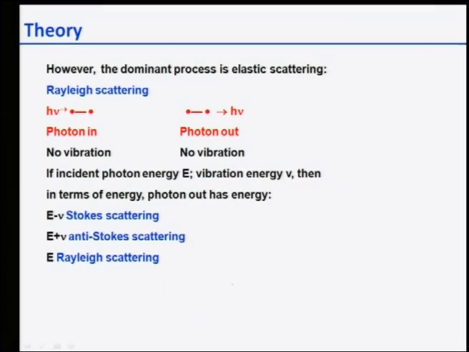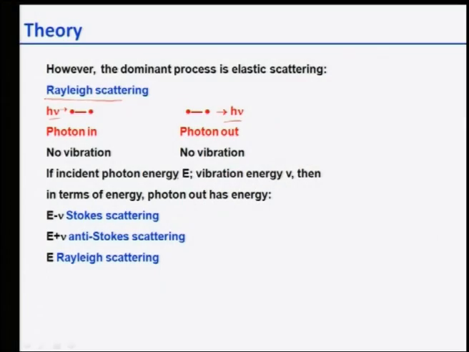Now, there is obviously a dominant scattering process which is elastic scattering. Elastic scattering means there is no energy loss when the photon is absorbed or goes out. And this is known by the name of Rayleigh, long back, and this is simple: energy absorbed, energy goes out. So in both cases no vibrations. So elastic scattering cannot give Raman scattering.